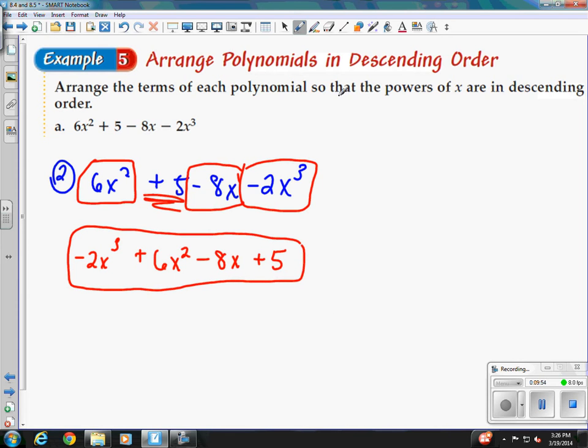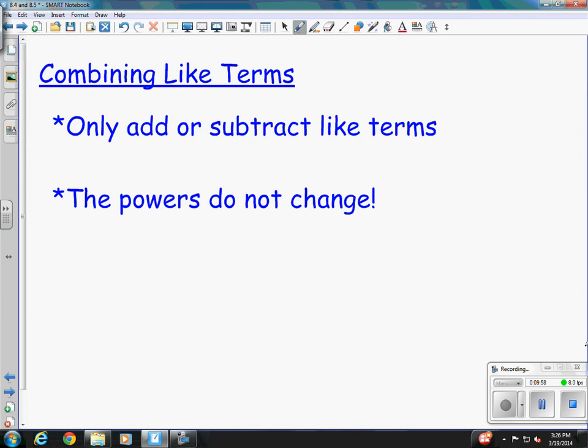Now the last thing we're looking at with our polynomials is combining like terms. When combining like terms, you can only add or subtract like terms. And like terms, if you remember from our definition, means same variable, same power.